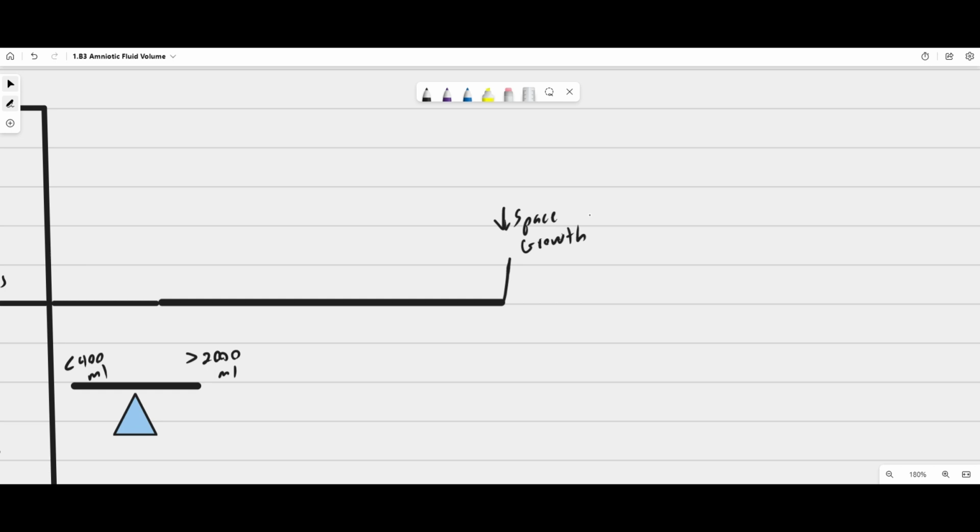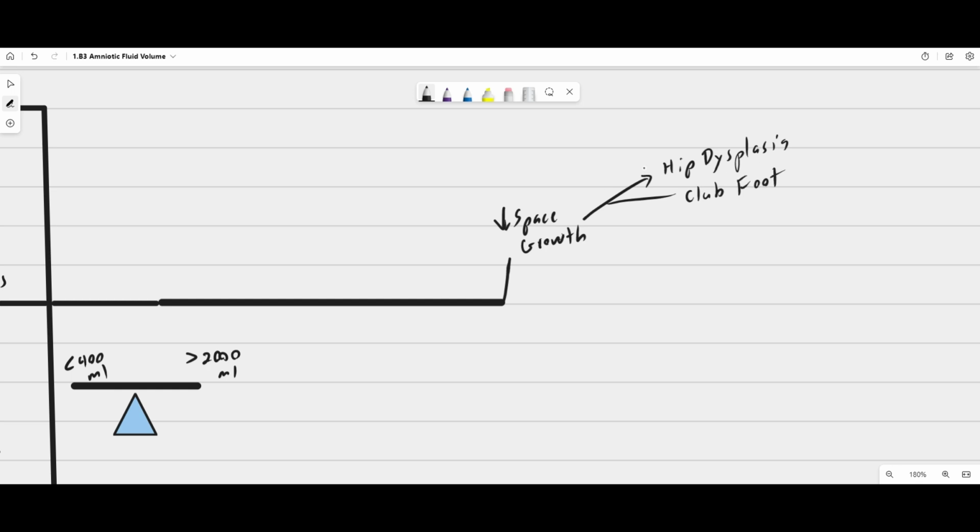We don't have enough space for growth later in pregnancy. This is where we're going to get our developmental congenital dysplasia. I can't even think of it. It's one of those being your hip dysplasia. This also can be your club foot.